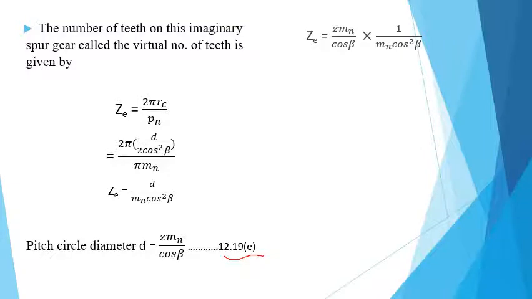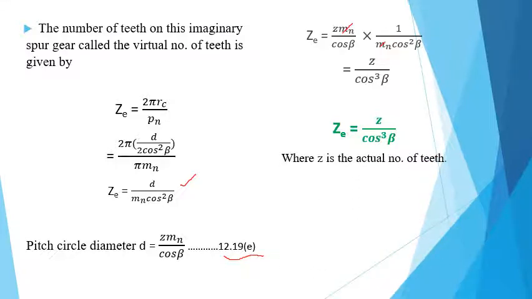Therefore, if you substitute this in this particular expression for Ze, what we get is Ze is equal to d, that is Z into Mn over cos beta, into this particular expression 1 by Mn into cos square beta. Here we can see Mn and Mn cancel, and we get the expression Ze is equal to Z over cos cube beta. So this is the expression for the virtual number of teeth in case of helical gears, where Z refers to the actual number of teeth.